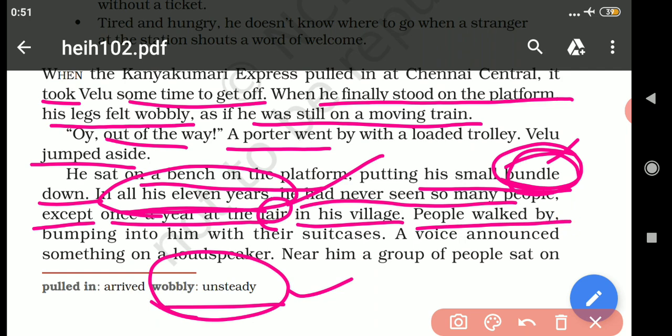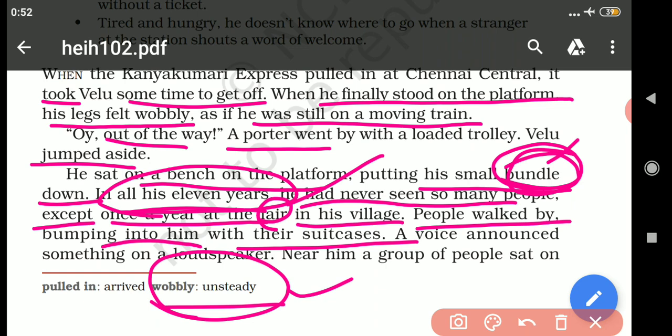People walked by. लोग वहाँ से चल के जा रहे थे. Okay, nobody worried for others. कोई दूसरे के लिए खातिर नहीं. Bumping into him with their suitcases. उनके suitcase उनसे घसीट के ले जा रहे थे. Means bumping, घसीट के ले जाना किसी के बगल से घसीट के.